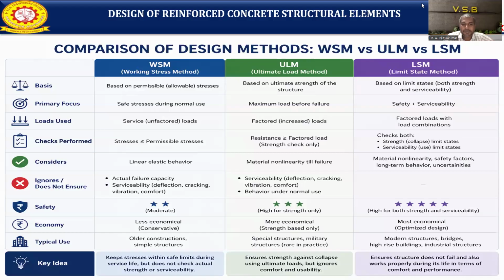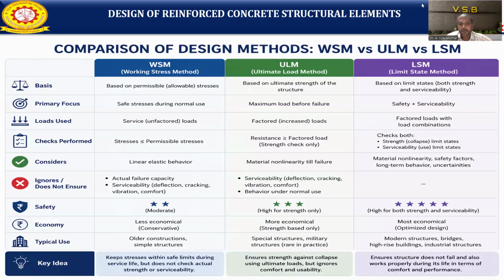In the working stress method, actual failure capacity, then serviceability, deflection, cracking, vibration, and comfort we are not ensuring. We are ignoring them. We are not calculating or considering these factors in the working stress method. Whereas in the ultimate method, we are ignoring the serviceability. That means deflection, cracking, vibration, comfort, and behavior in normal use, everything we ignore in ultimate. But in the limit state method, we are not ignoring everything; we consider both safety as well as serviceability.